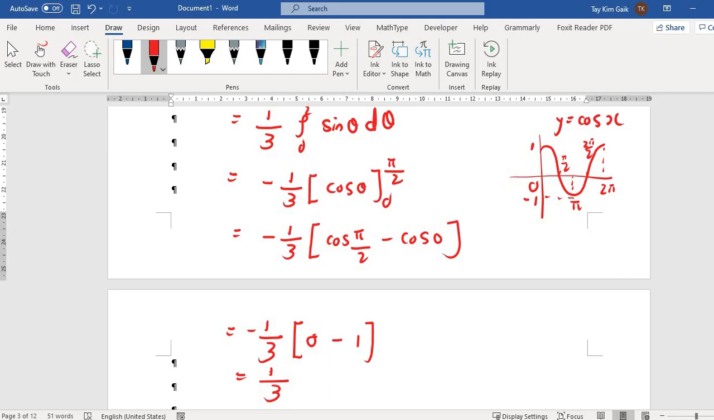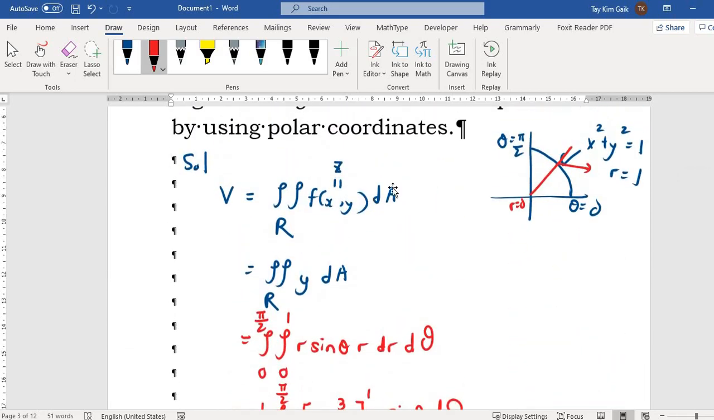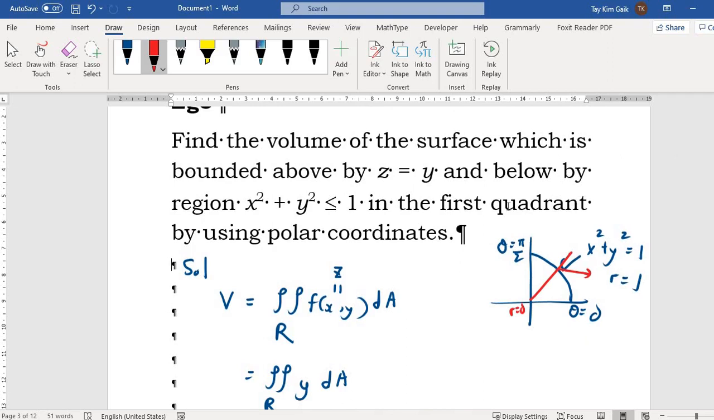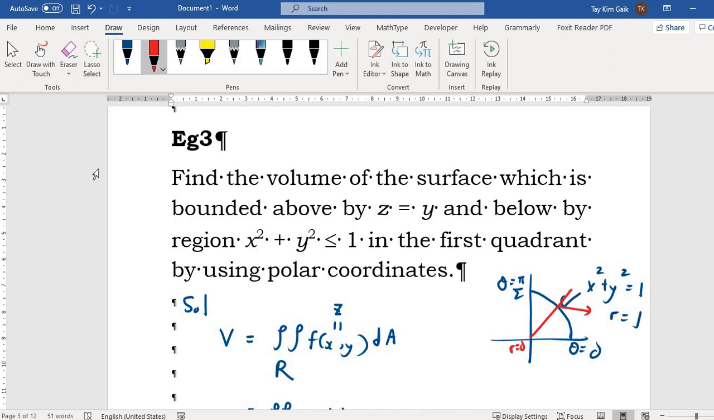So this incorporates volume as a double integral, and we solve the volume using polar coordinates because the region R is circular. So dA is r dr d theta, and y is r sin theta. How do you get y? Because volume is the double integral of f(x,y) dA, f(x,y) is equal to z, and z in this case is given by y. Do you have any question here for example 3?